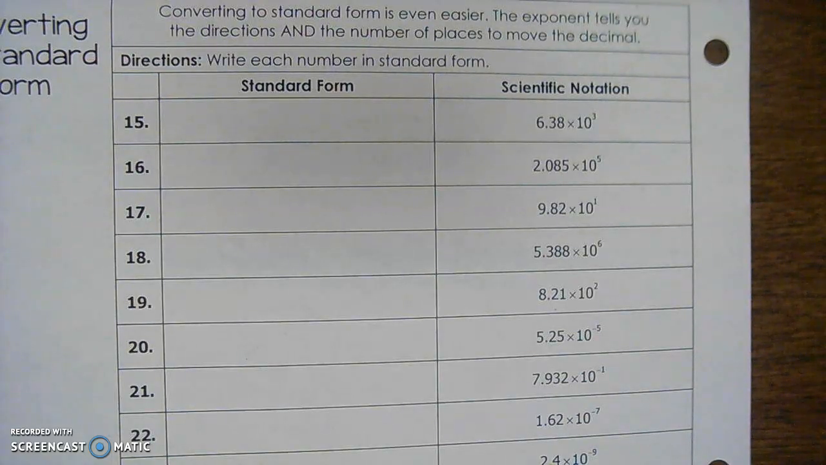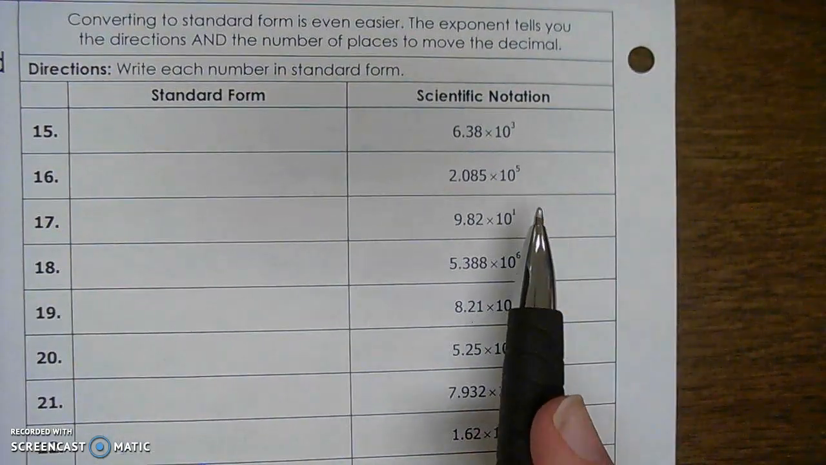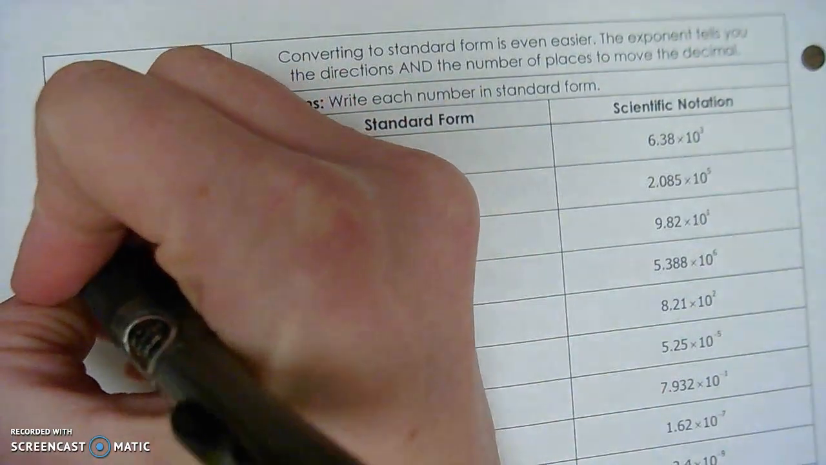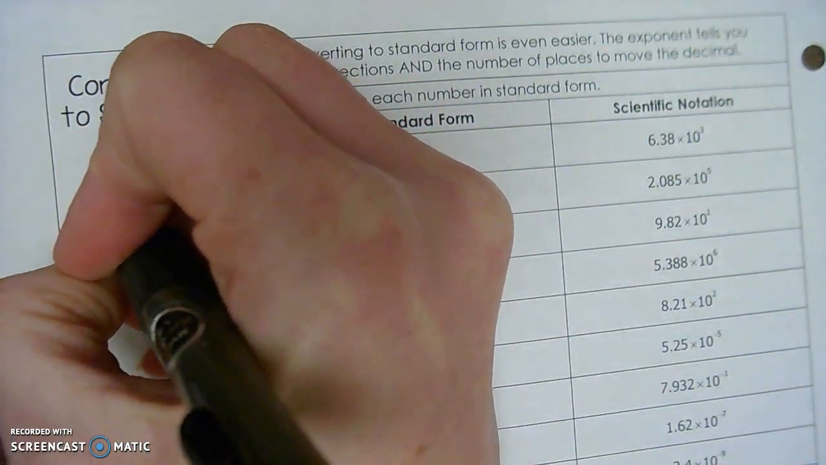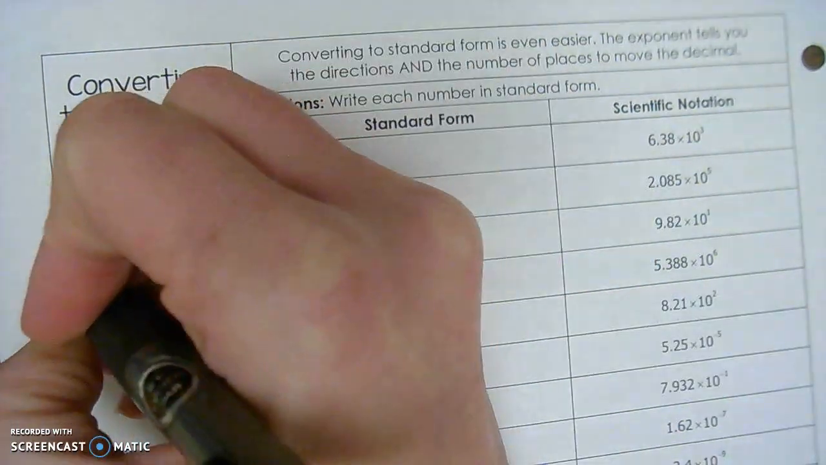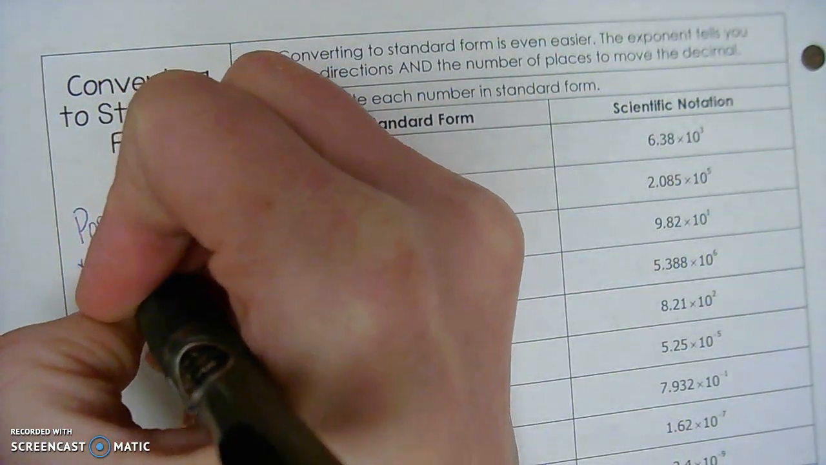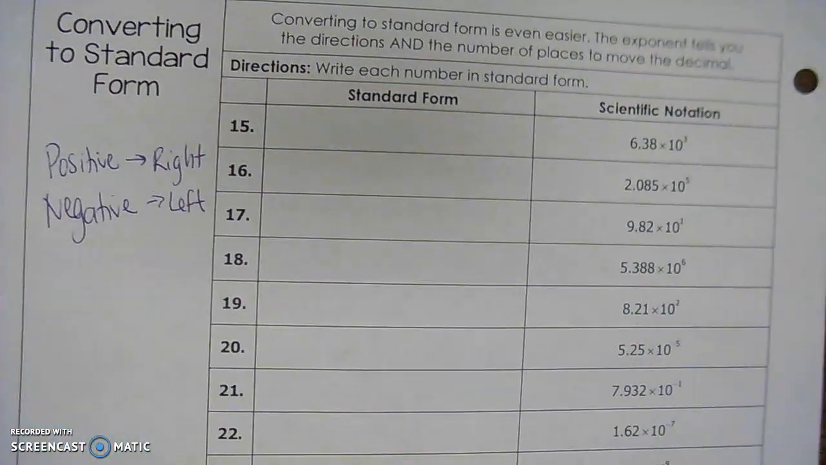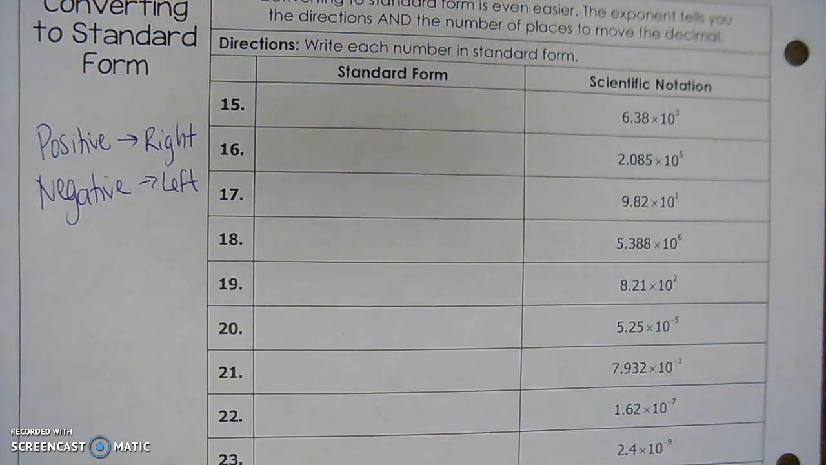On page 15 of the notes, we are going to go from scientific notation to standard form. And as it says up here, it's actually even easier because it tells you how many times to move the decimal and then which direction. So remember that a positive exponent means we're going to move right, and a negative one means we're going to move left. So a positive should be a big number, and a negative should be a very small decimal.